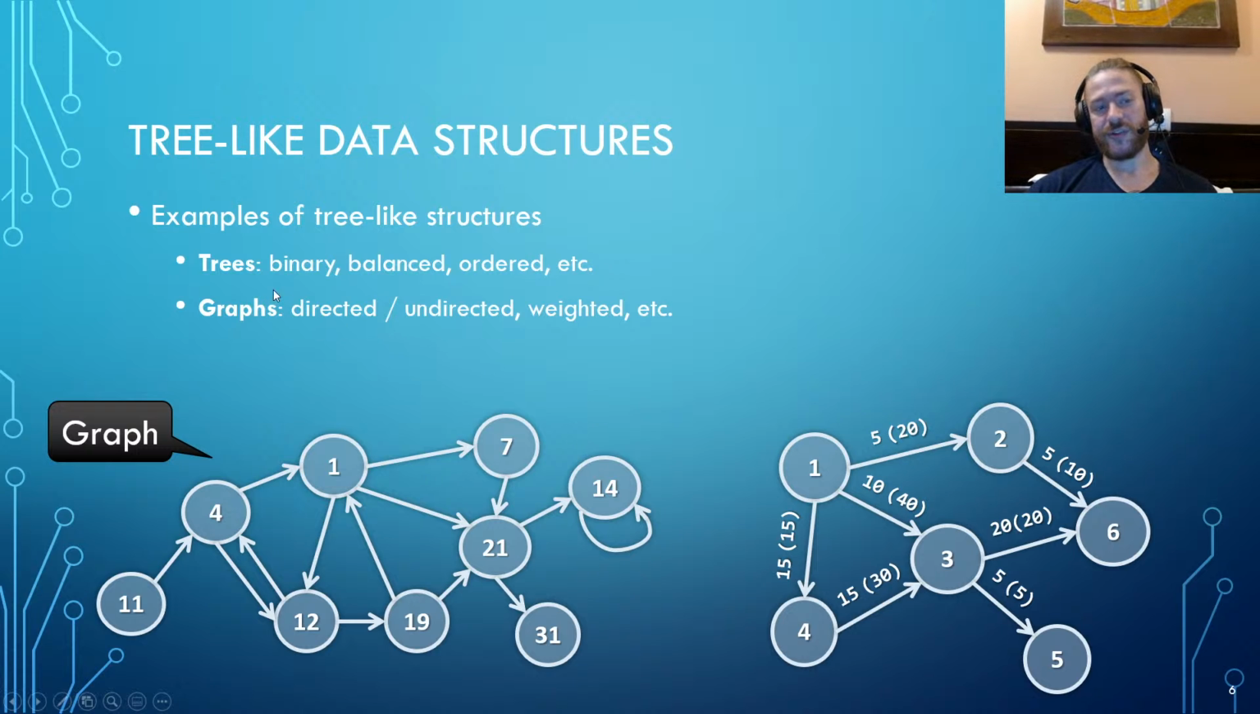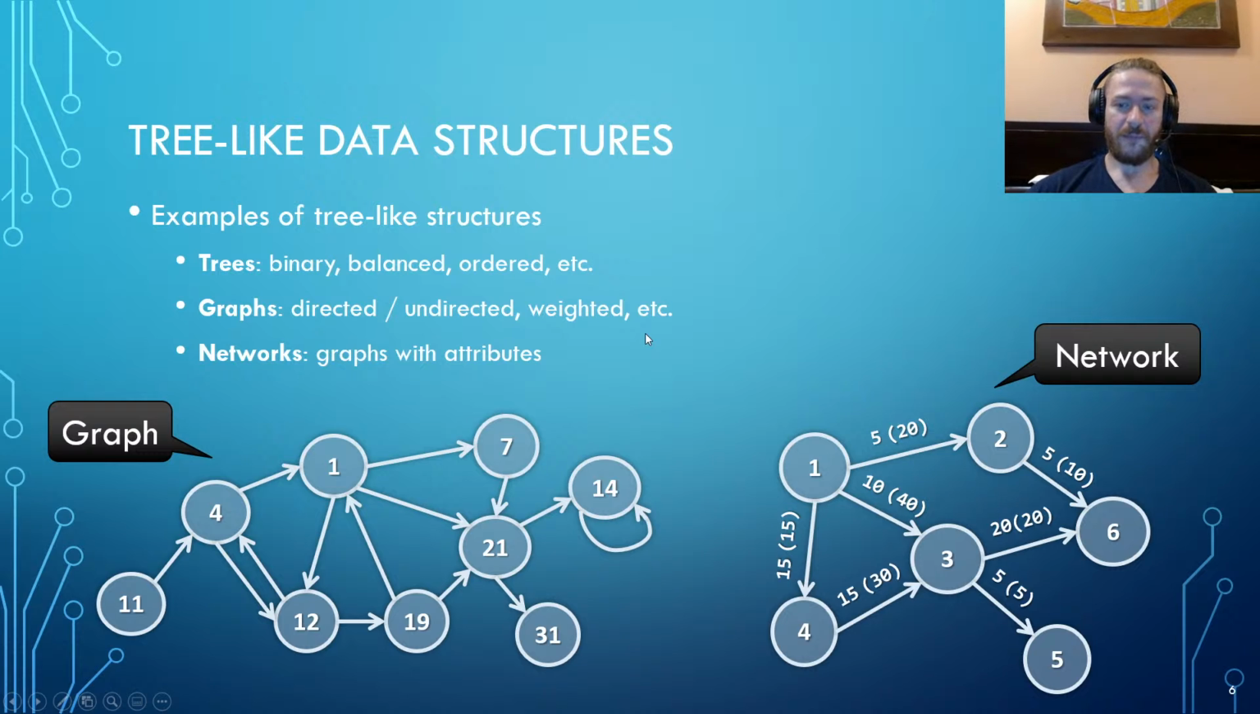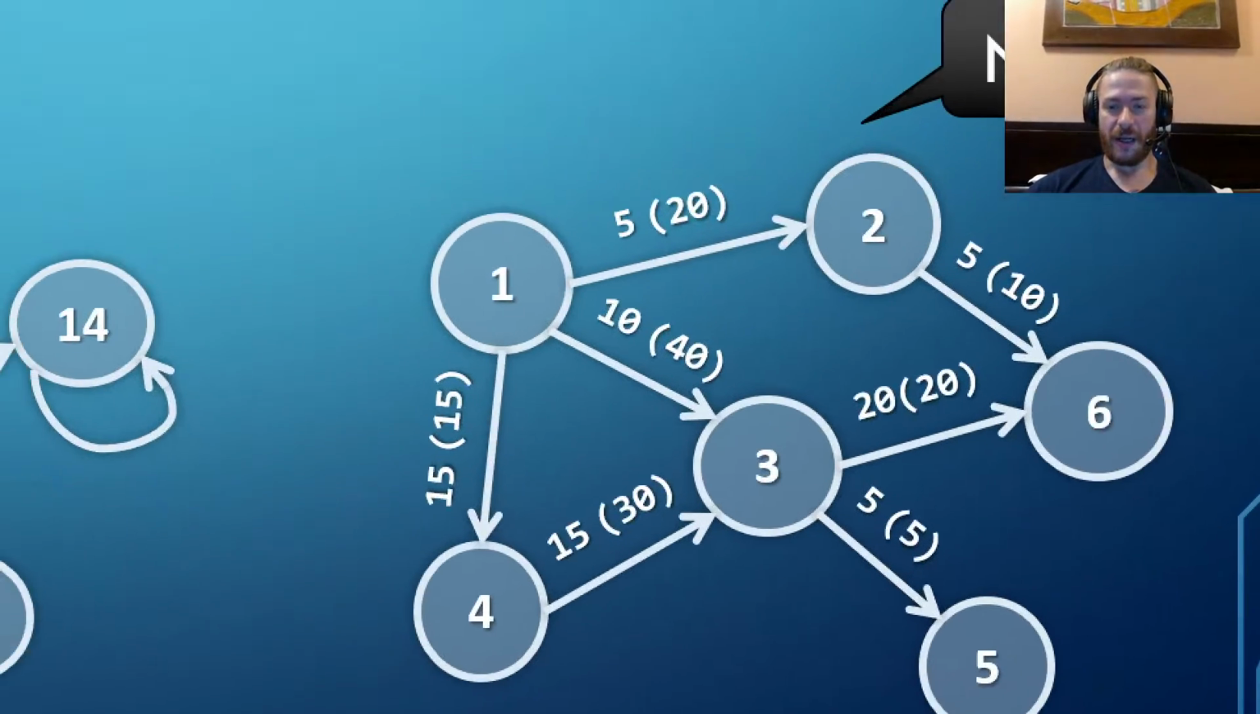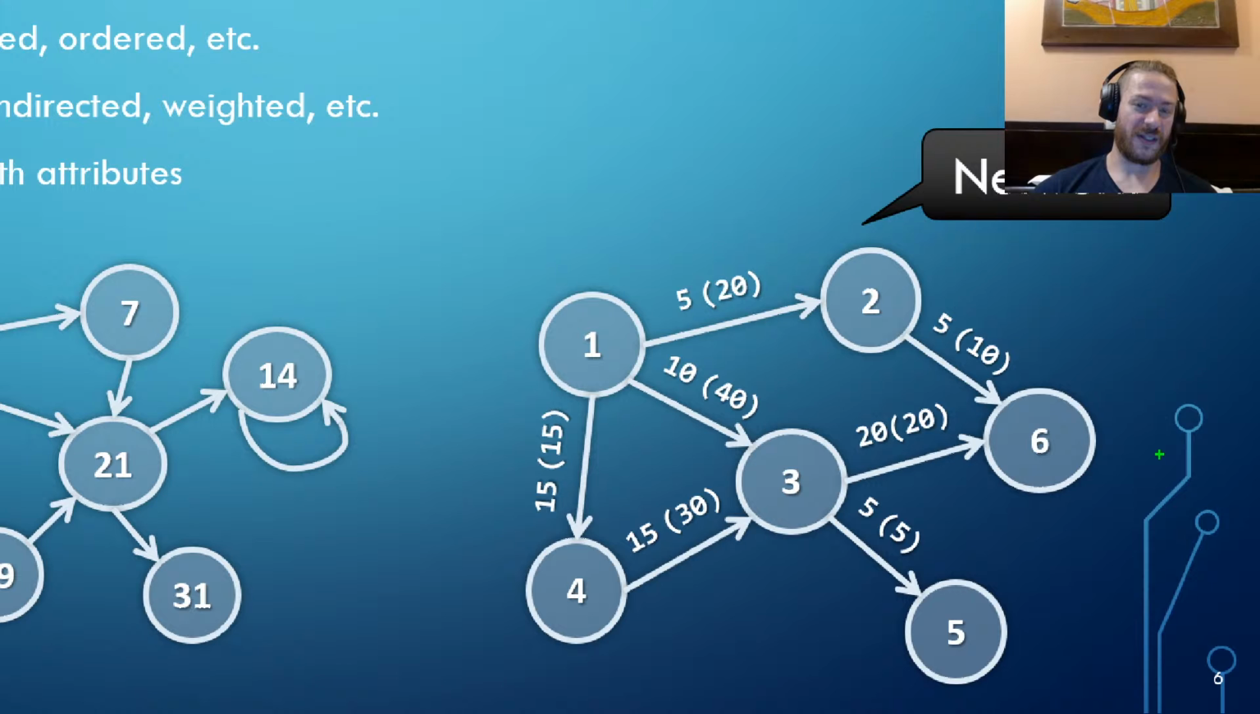And there are, of course, different kinds of trees: binary, balanced, ordered, and so on. I'm going to show you the most common ones. And there are a lot of types of graphs: directed, undirected, weighted, and so on. And the last tree-like data structure is a network. A network is a graph like this, but it has additional data on the connections, for example, like here.